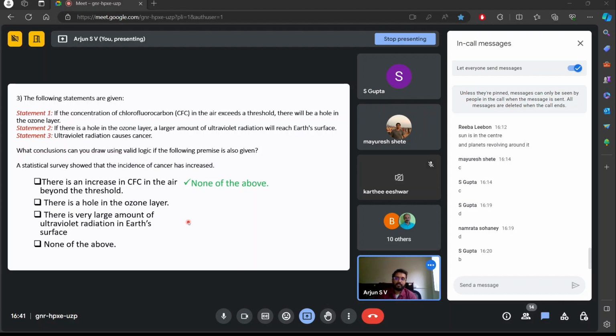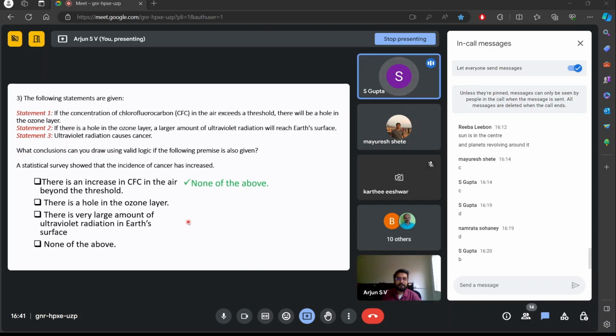If the premise says that the incidence of cancer has not increased, then maybe you can say something about CFCs. There is probably a question coming up next. I think the fourth or fifth question will be the same pattern as well.